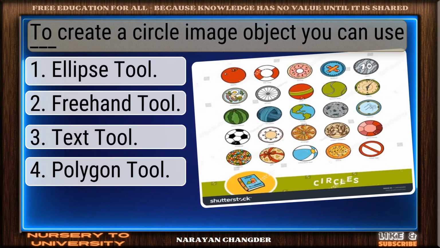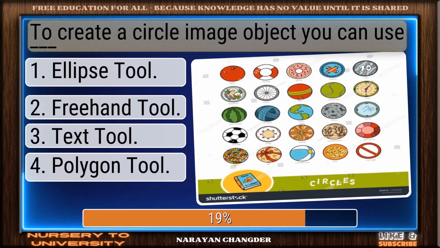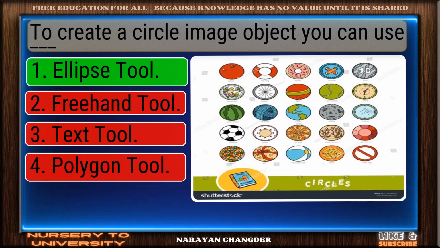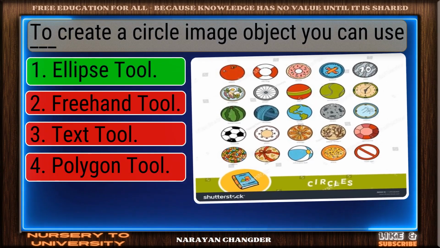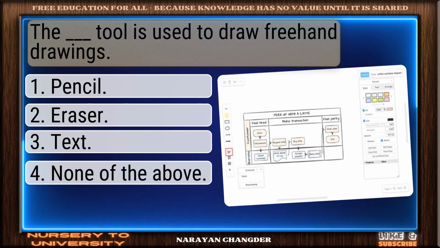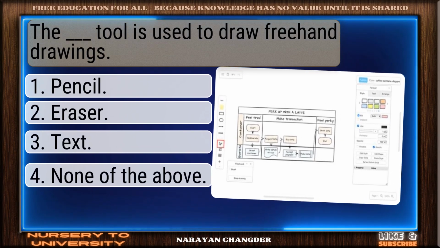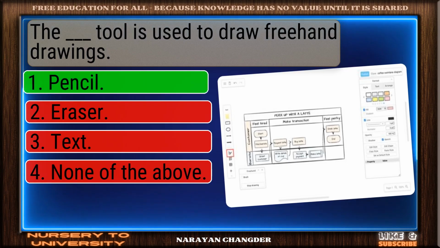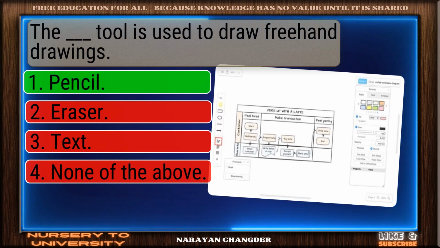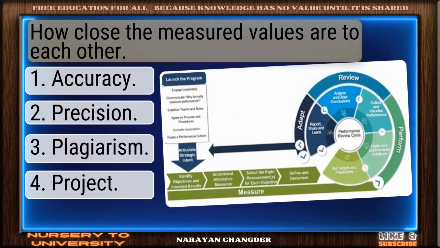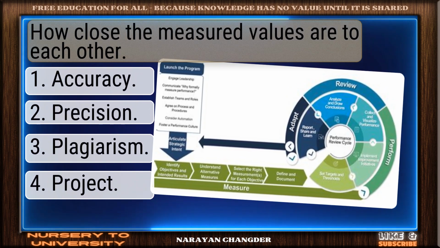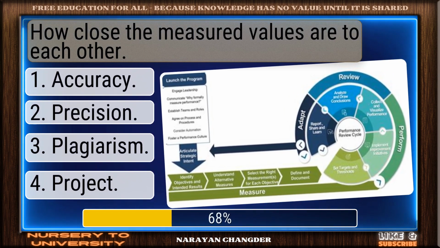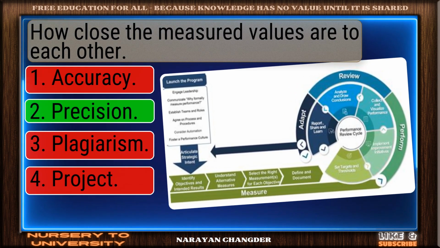To create a circle image object, you can use a dash. Great job. Ellipse tool is accurate. The dash tool is used to draw freehand drawings. Sharp thinking. Pencil is right. How close the measured values are to each other. Right choice. Precision is best.